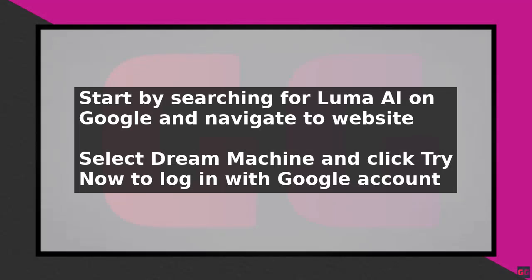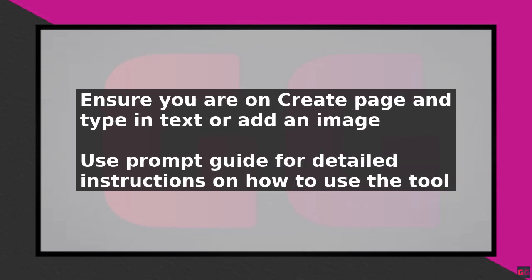To use the Luma AI Dream Machine, start by searching for Luma AI on Google. Then navigate to the lumalabs.ai website and select Dream Machine. Once the website is open, click on Try Now at the top right corner, which will prompt you to log in, a simple process that can be done using a Google account.